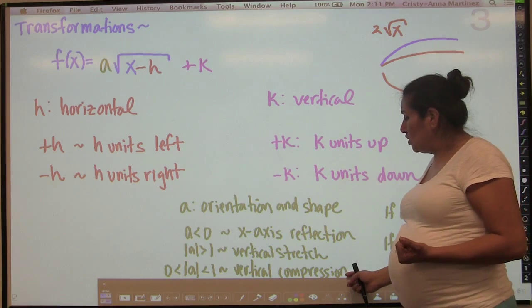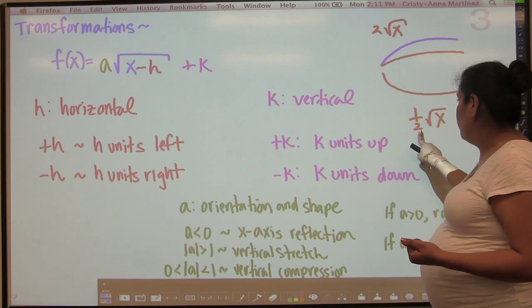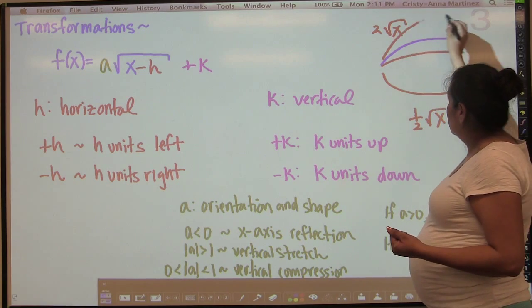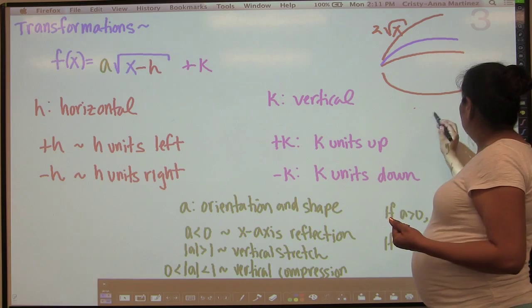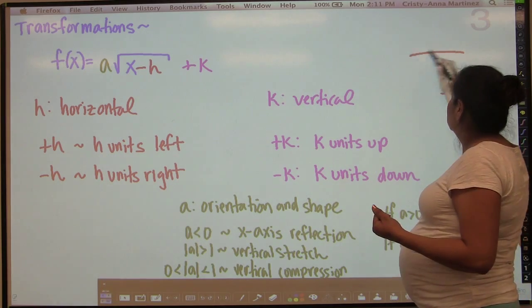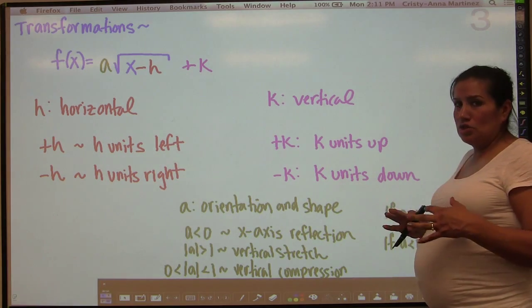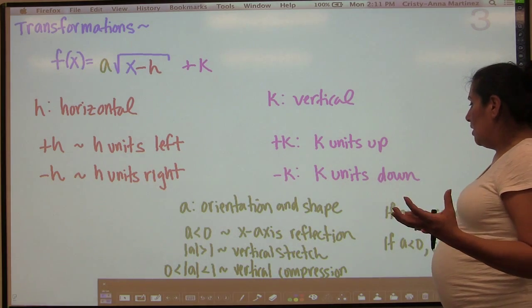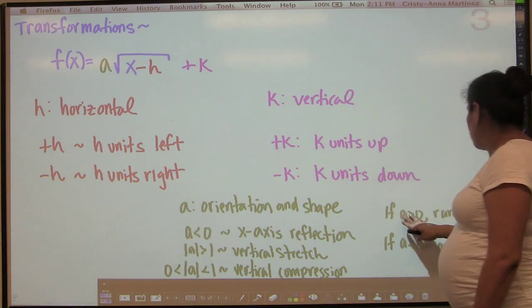And then the compression over here is when A is like 1/2 root x. That's when it's going to get a lot wider. It's going to go like that. So it's just basically going to affect how fat or skinny, or how stretched or compressed, it appears to be.